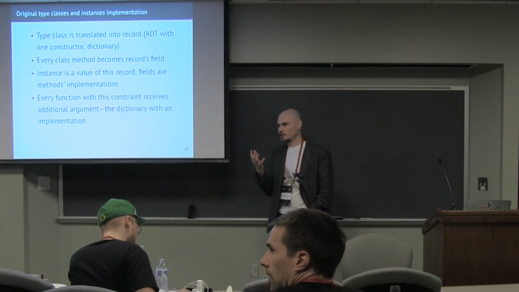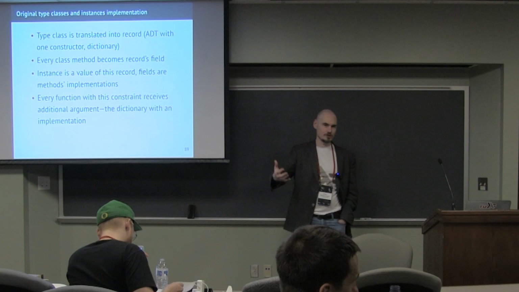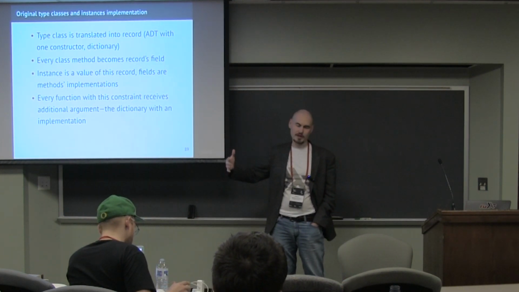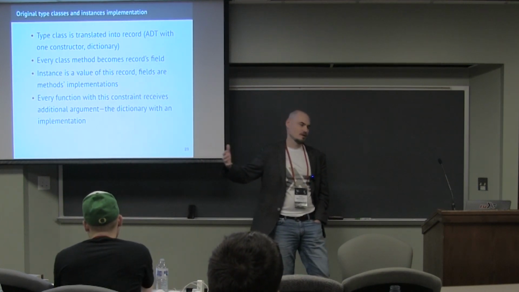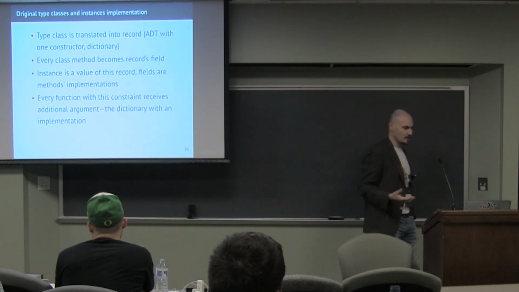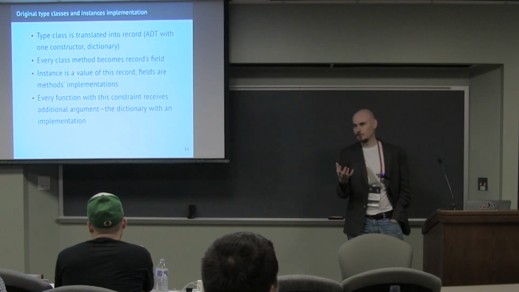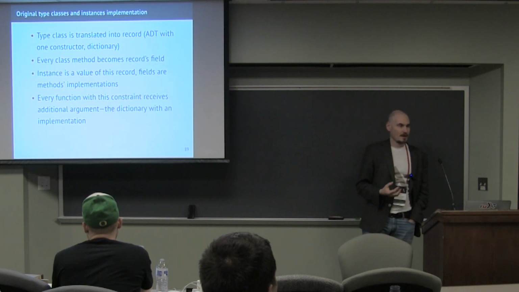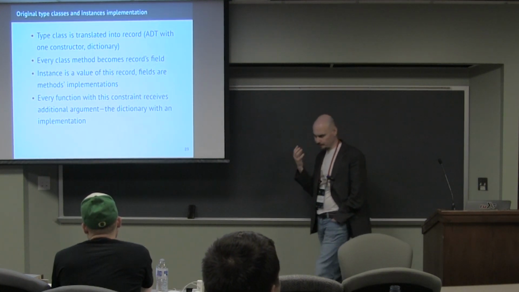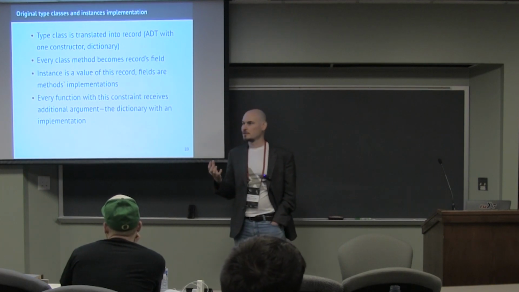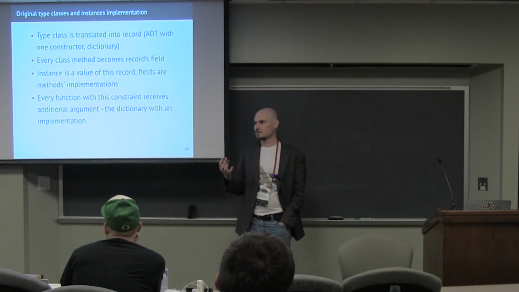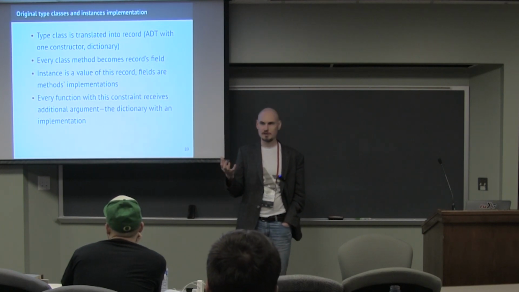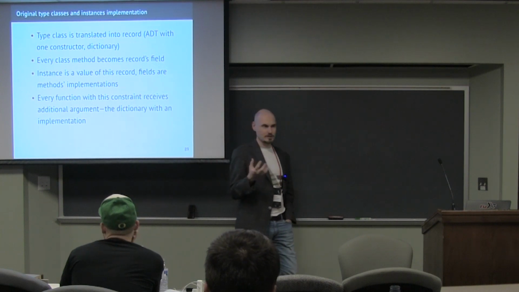Instance is one value of this dictionary. So instance for integers will be one dictionary, one record. Instance for strings will be another record. Instance for, I don't know, some other types can be another record. And instance is just a value. So it's just one particular record with some particular fields. And if your function depends on some type class, when you run it, you just provide one specific argument. And that's it. So this argument is just a dictionary.